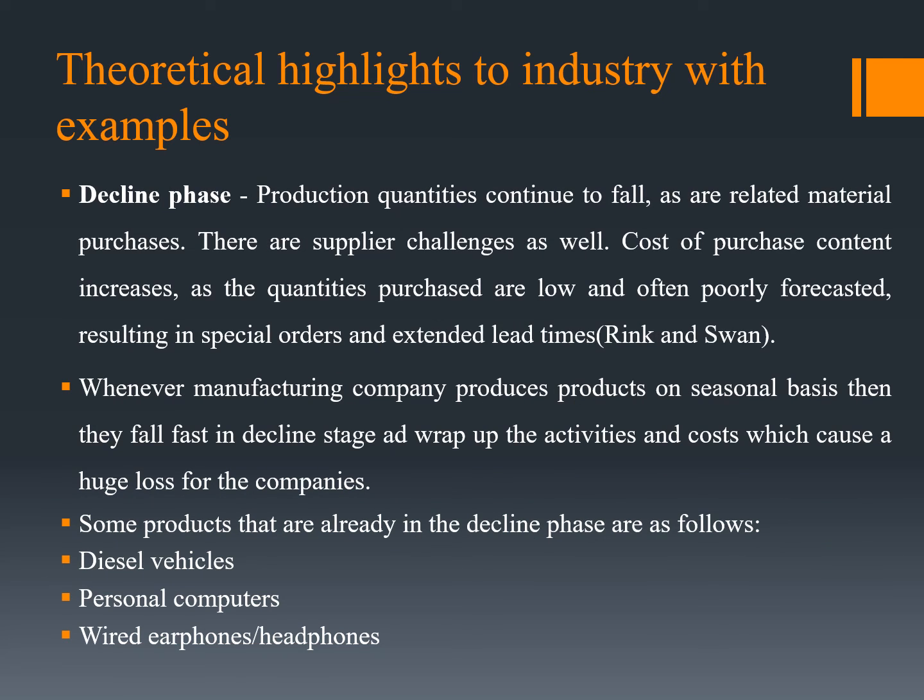Now the decline phase: production quantities continue to fall, as do material purchases. There are supplier challenges as well. The cost of purchased content increases as the quantities purchased are low and often poorly forecasted, resulting in special orders and extended lead times. Whenever a manufacturing company produces products on a seasonal basis, they fall fast into the decline stage and wrap up the activities and costs, which causes a huge loss for the companies.